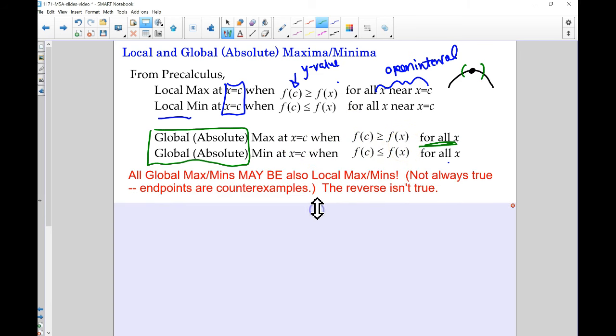Okay, then I kind of mentioned this before, but all global maxes may be local mins and maxes. We need to check. But it's not always true, because endpoints again would be the counterexample. So if I find a local max or min, I need to see if they're global maxes or mins, but I cannot say that they automatically are. The reverse certainly isn't true, so if we have a local max, we cannot say it's a global min right away.